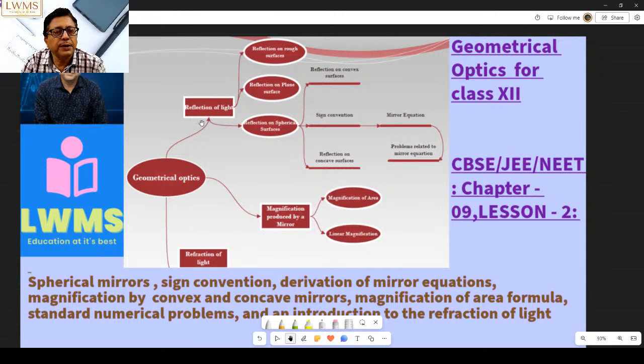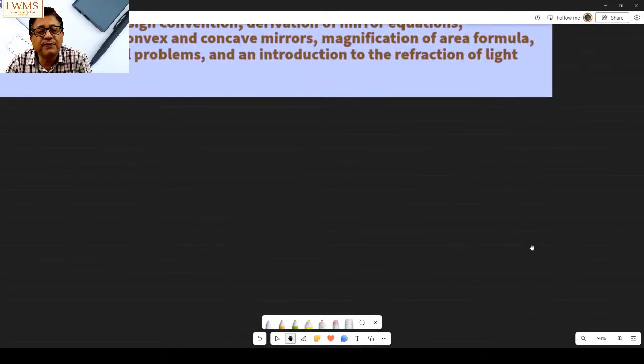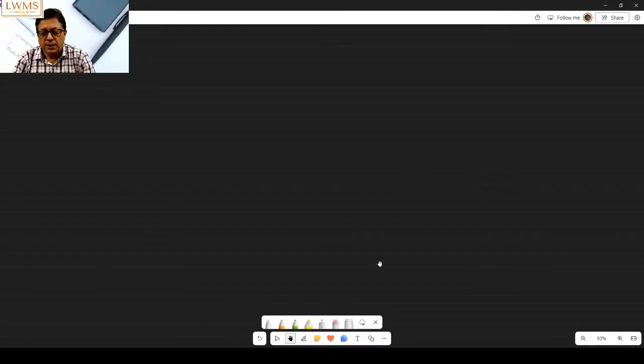We did reflection of light on a plane surface. Today, reflection on a spherical mirror. We'll learn sign convention, we'll define focus, optical center, and do linear magnification, magnification of area. The mirror equation will be established to solve practical problems. We'll also define the magnification produced by a spherical mirror.